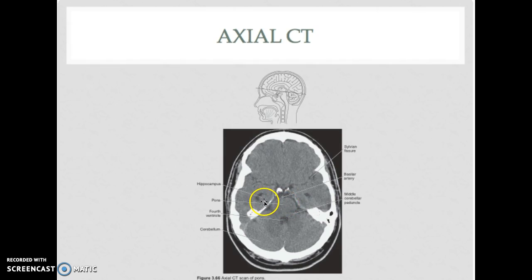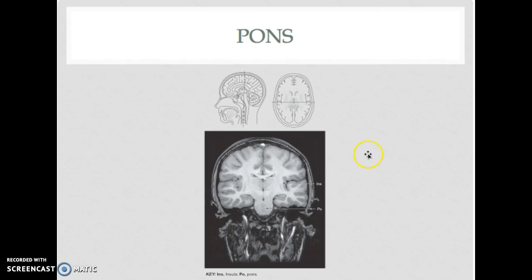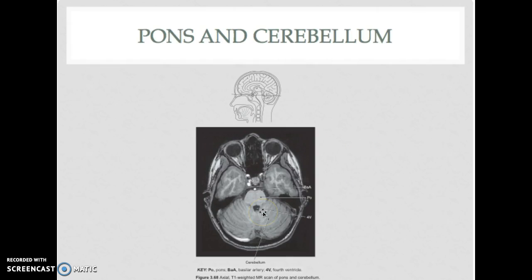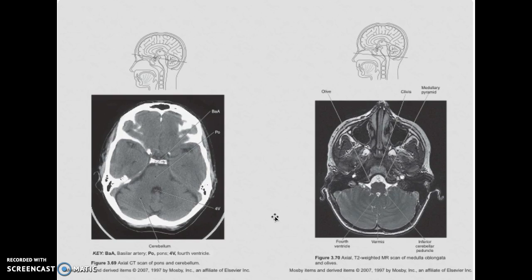Here's your hippocampus right there. And your insula with your pons. This is your basilar artery, the white dot, so this is contrast. This is your pons and your fourth ventricle with your cerebellum, so kind of get grounded here on where we're at. Your basilar artery is that little dot, and your pons, your fourth ventricle, your cerebellum.